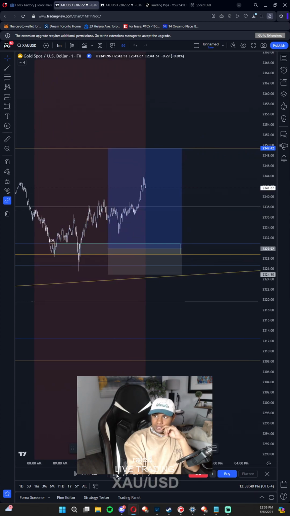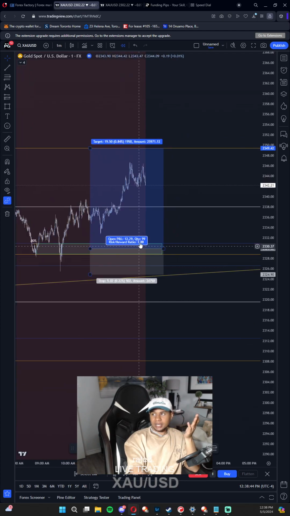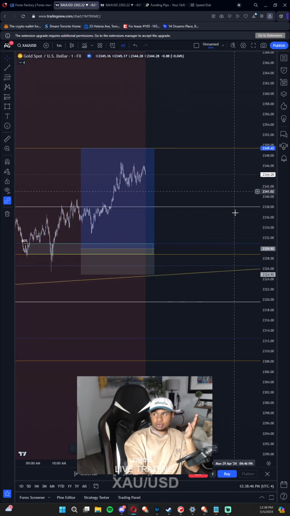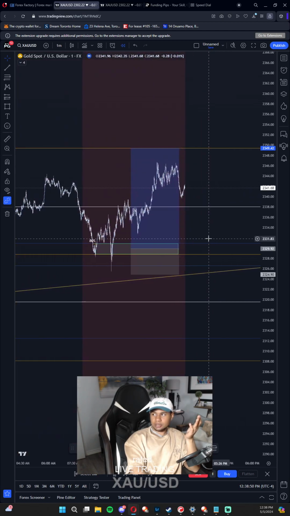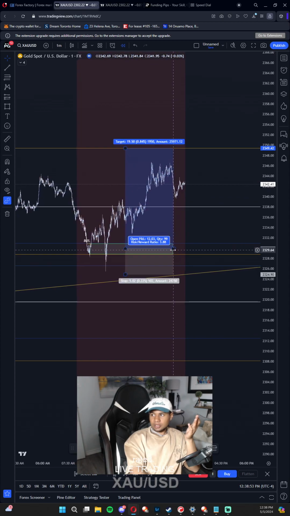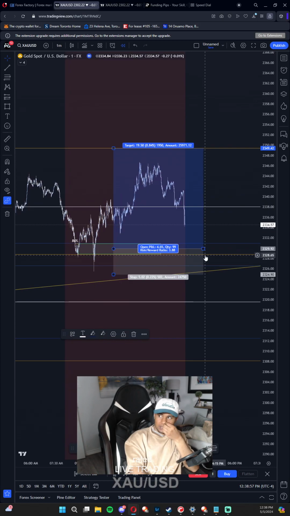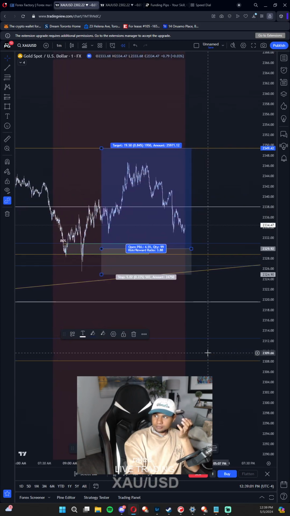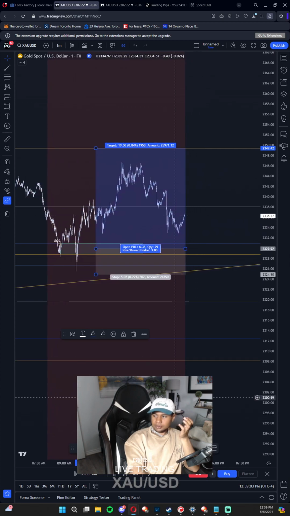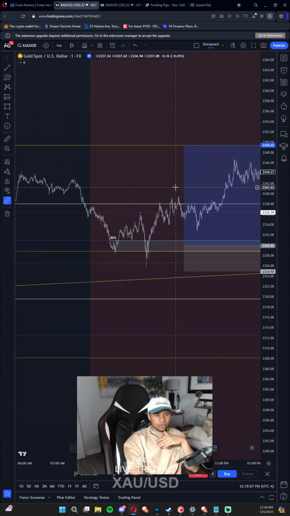For the most part, it did not fall back to our fair value gap, but it did end up climbing up to near TP. At least I'm assuming this is going to break up and go to TP. Maybe not. And did it tap? Not really.